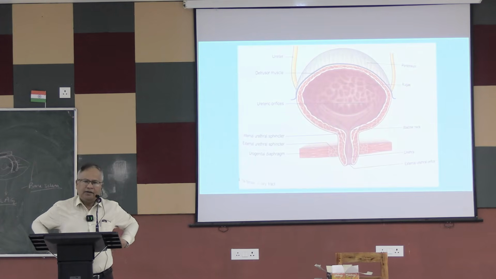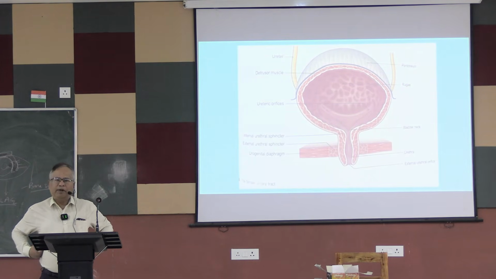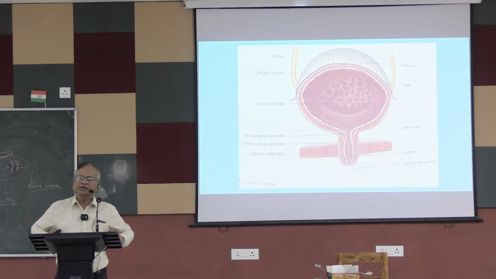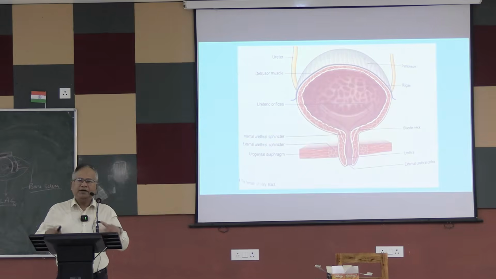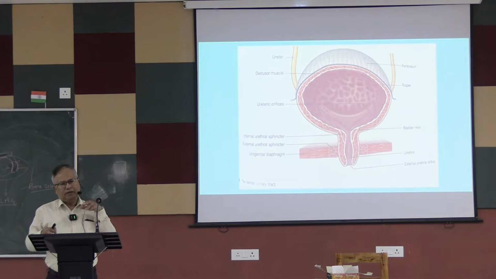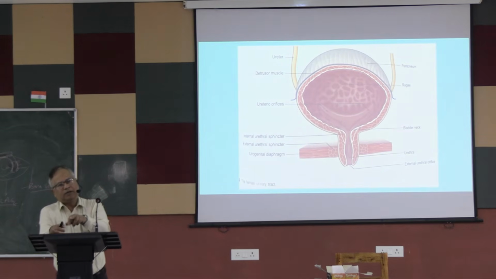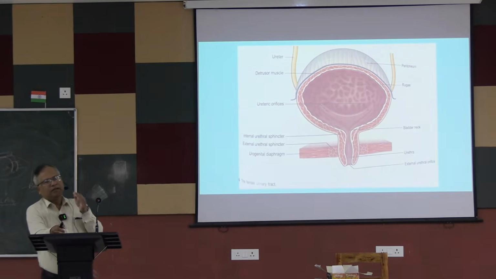right side or left side. The flanks are painful. If only the flanks are painful, then most likely the infection is in the upper urinary tract, that is above the level of the bladder. If the pain radiates to the penis or the external urethral meatus, or in case of females to the labia, then the infection is more likely to be in the lower urinary tract.